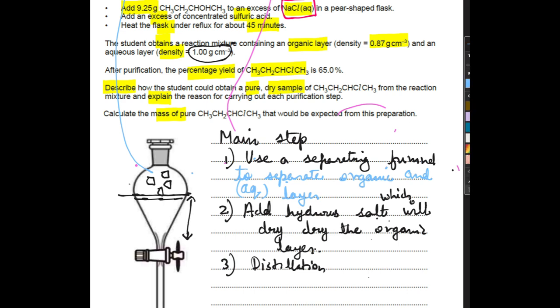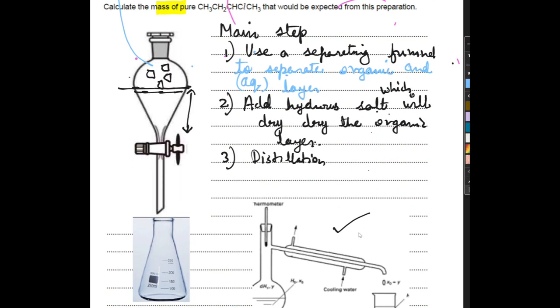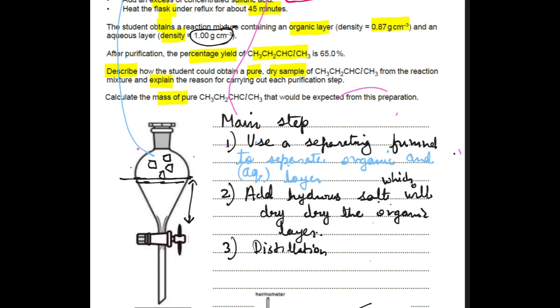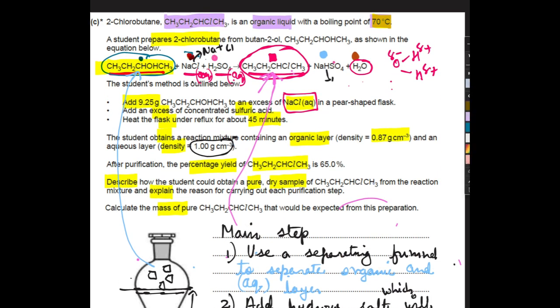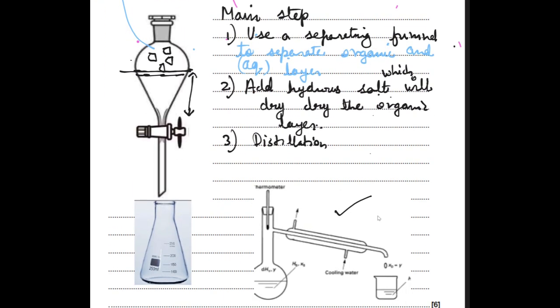Okay, so what will distillation do? If you see on the question, I'm going to show you on the top again, they gave you the boiling point of your desired 2-chlorobutane, which is 70 degrees Celsius. So if you take your dry sample and put it in a distillation flask, you can just distill to remove. So distillation.